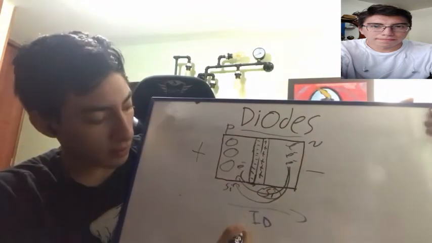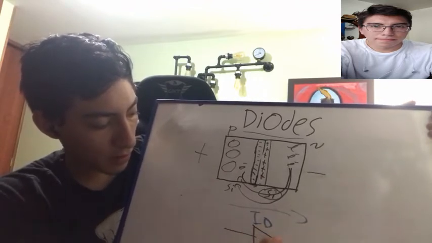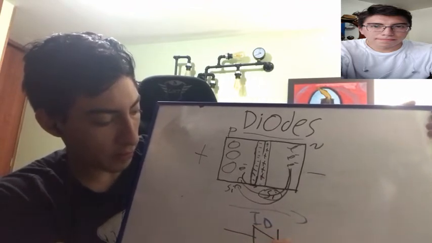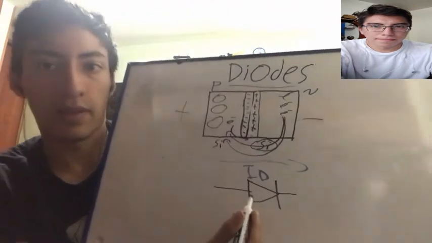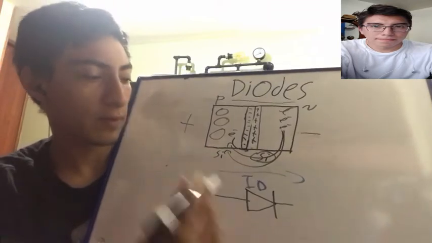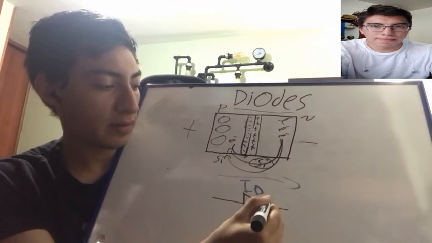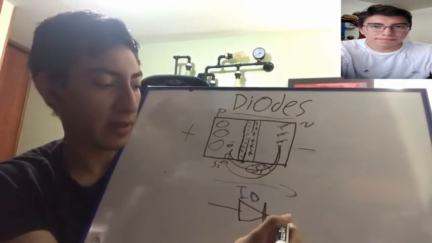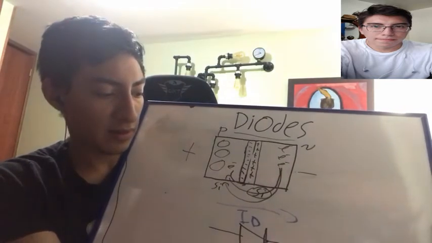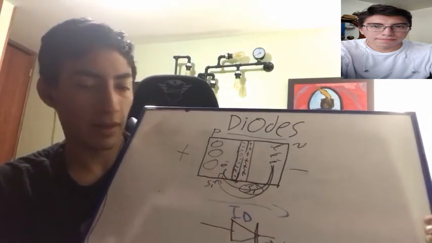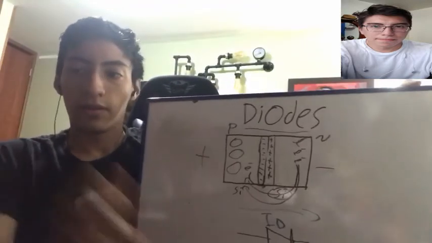Taking this into account, a diode will be represented like this. The arrow represents the direction of the current flowing, and this wall here represents the barrier that doesn't let any current flow. You can see that right there.